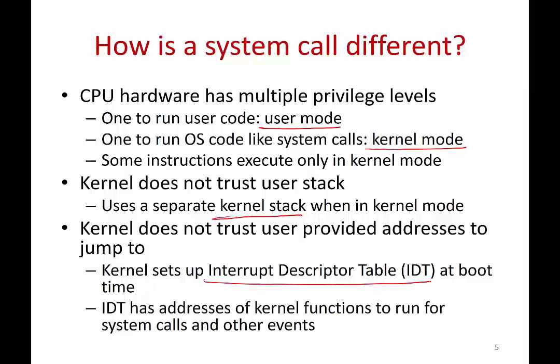This has the list of all addresses of all the kernel functions for the system calls, to read from disk, to write to disk, to do this, to do that. It maintains a list of all of these addresses a priori, so that when the user asks for a system call, it already knows what address to jump to. The hardware knows where to jump to and does not have to depend on the user to provide the address, right? So in this way, a system call is slightly different from a function call.